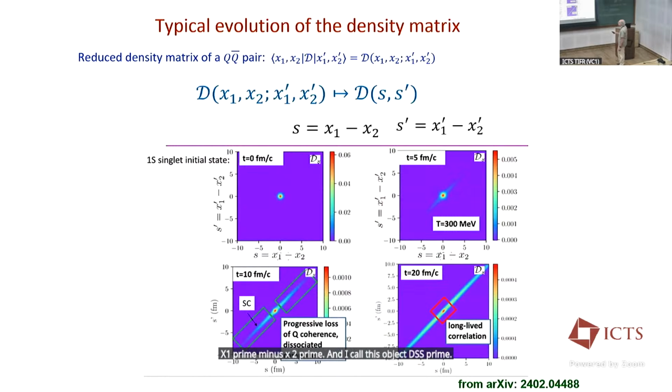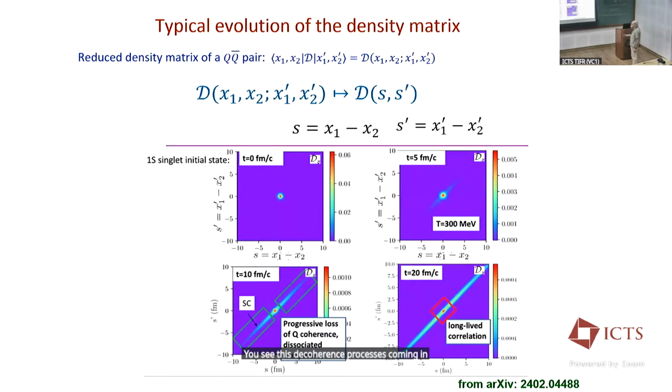And these are the plots, with S prime on the vertical axis and S on the horizontal axis. So you see, I start at initial time with a singlet initial state. And this is perfectly spherical in this representation. And after a time of order 5 Fermi, you see that something develops along the diagonal, and you see these decoherence processes coming in.